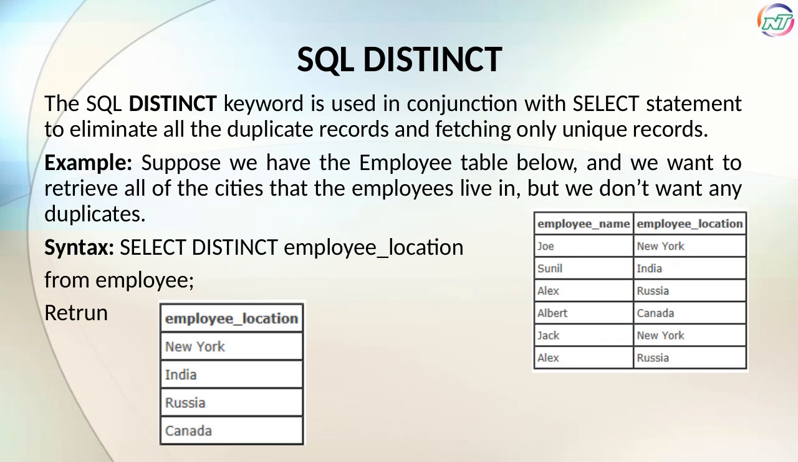When working with a table like this employee list, we might want to get all the cities where the employees live, but without repeating any city more than once. Using the distinct keyword in our select statement helps us do exactly that.